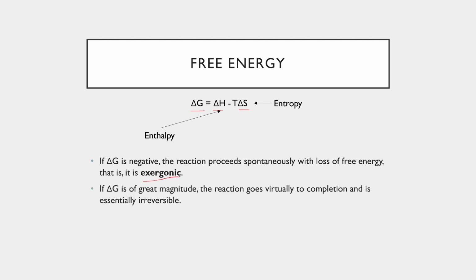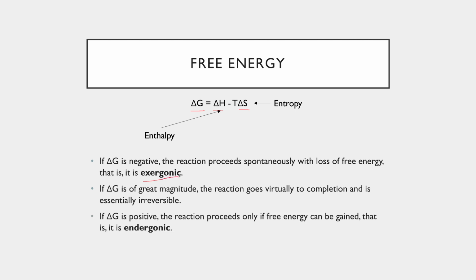Likewise, if that delta G is of a great magnitude, the reaction virtually goes to completion and is essentially irreversible. In contrast, if the delta G is positive, the reaction proceeds only if free energy can be gained. In that case, the reaction is considered to be endergonic, meaning energy needs to be added. And finally, if delta G is 0, the system is considered to be at equilibrium, and there's no net change in product or reactants taking place.